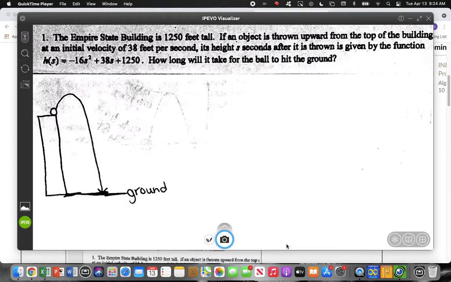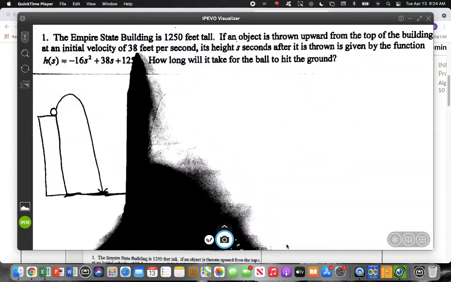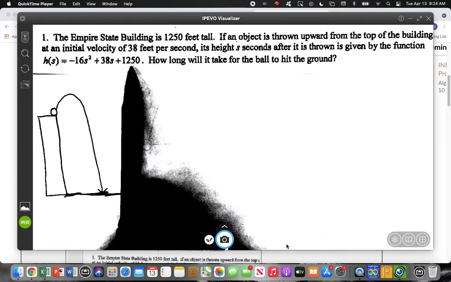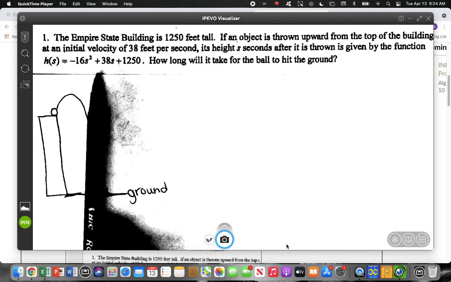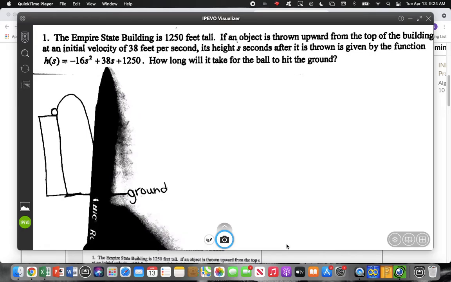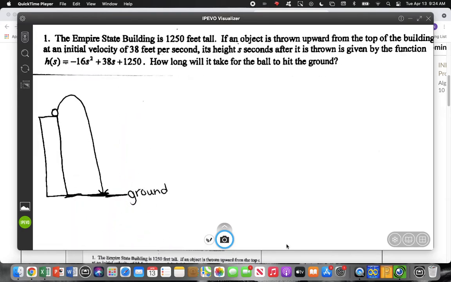All right, 1,250 feet. And do you see 1,250 is that last number? Because we said that that value that was going to be added at the end is our initial height. Then it tells us our velocity is 38 feet per second. And then the negative 16 is just a constant. That's actually the factor of gravity that always has the same amount of downward pull. That's why it's a negative 16. And so we have this equation.